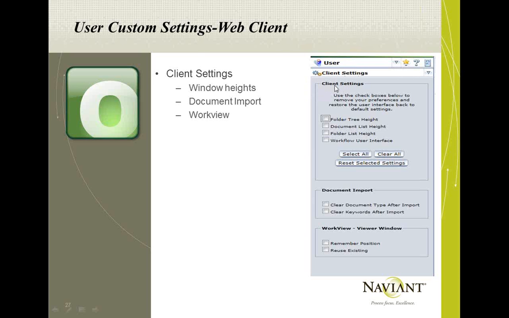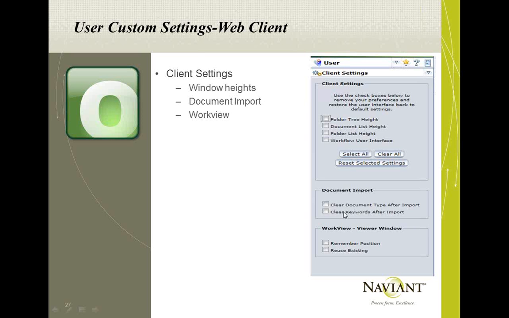This is relatively new to OnBase Web, the client settings. This allows you, if users have changed heights of folders or your document lists or folder lists or work folder user interface or any of those windows, they can reset those settings here. So if, for instance, they were looking at these documents and now the window is so small they can't see the documents, this will allow them to fix that so they can see the documents.